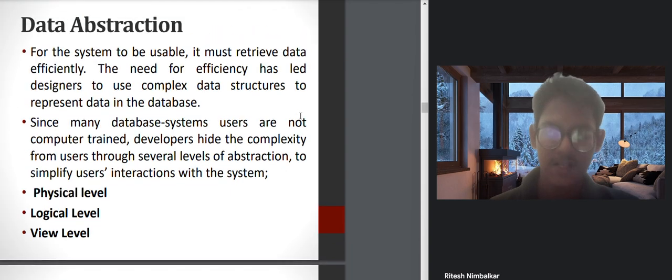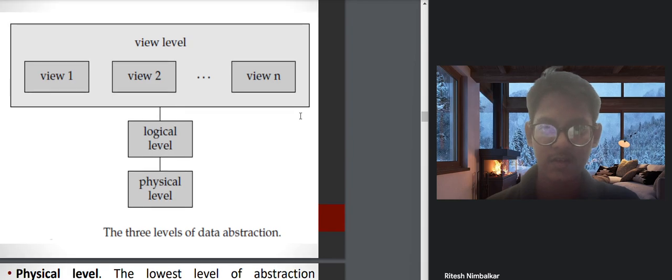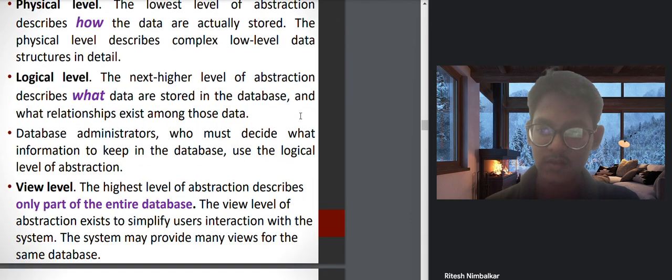So what is data abstraction? For the system to be usable, it must retrieve data efficiently. Efficiency leads designers to use complex data structures. Data abstraction is on a three-level basis: physical, logical, and view. So this is the following diagram for the levels.